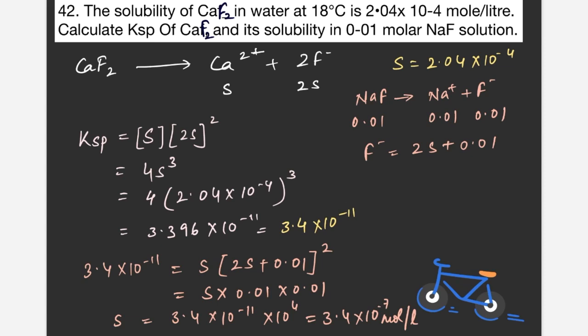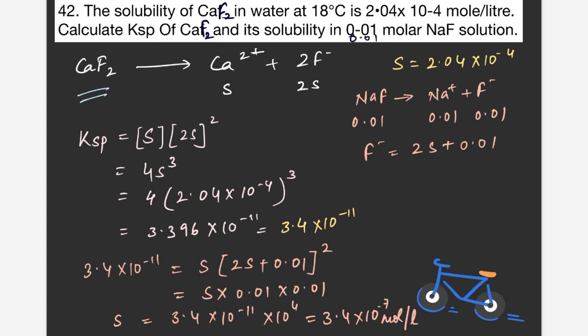The solubility of calcium fluoride in water at 18 degrees centigrade is 2.04 into 10 to the power minus 4 mole per liter. Calculate Ksp of calcium fluoride and its solubility in 0.01 molar sodium fluoride solution. This is 0.01.